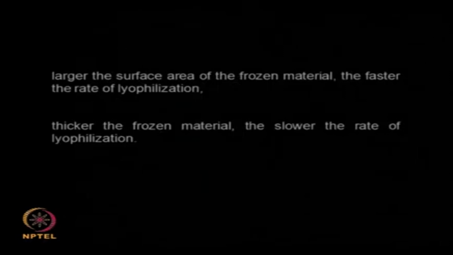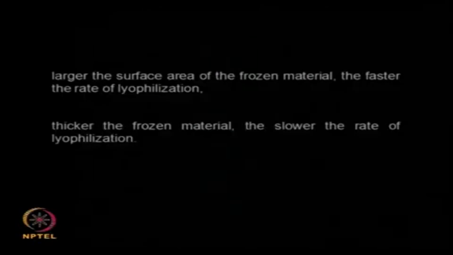So the larger the surface area of the frozen material, the faster will be the rate of lyophilization. This is obvious. If I have a large lyophilizer area, then we can do the lyophilization process very fast. The thicker the frozen material, the slower the rate of lyophilization. When you have thick material, the vapor that is formed when you apply vacuum and heat has to pass through this thick frozen material before it can be collected in the condenser. So that process is going to be slow. So the thicker the frozen material, the slower will be the rate of lyophilization.